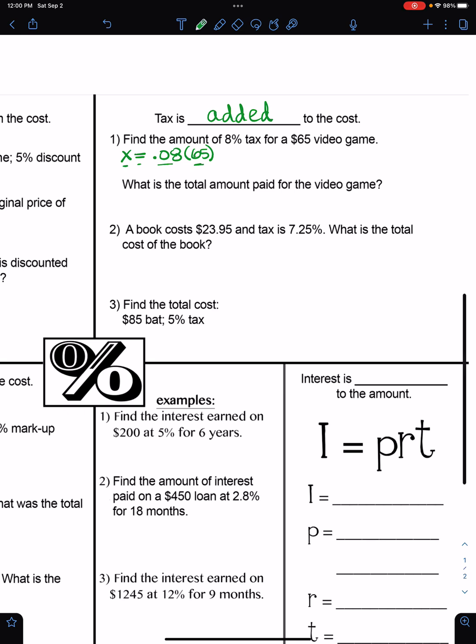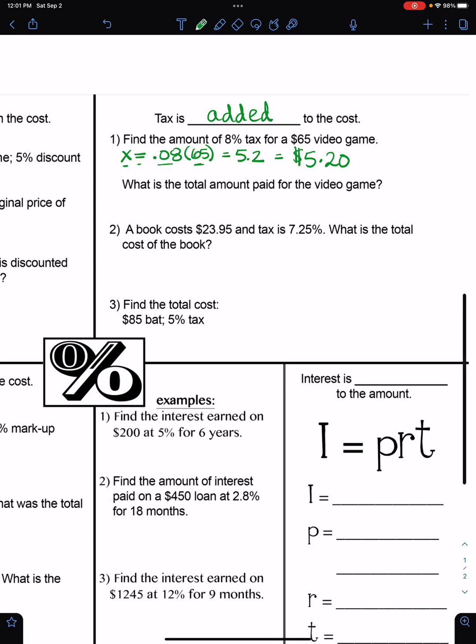0.08 times 65 gives me, let me put that in again. 0.08 times 65 gives me this, 5.2. Now we know that money has two decimal places. So if your calculator only gives you one decimal place, you can put a 0 at the end. This is $5.20. This is how much tax you would pay on a $65 video game.